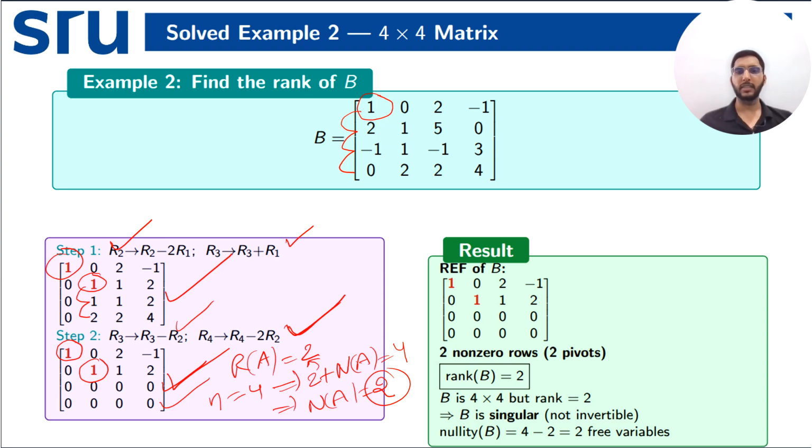That means there are two variables which are free, and two pivots are there. After that, we can infer one more piece of information from here. Since the number of free variables is 2, nullity is not 0, so B is not invertible. Since it is a square matrix which is not invertible, we can call it a singular matrix. That is also known as a singular matrix.